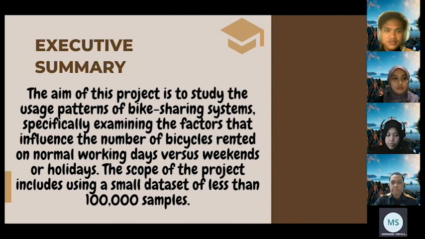So in the executive summary, we want to check the factors that influence the number of bicycles rented on working days and holidays. And then we want to check the temperature. Okay, next slide.